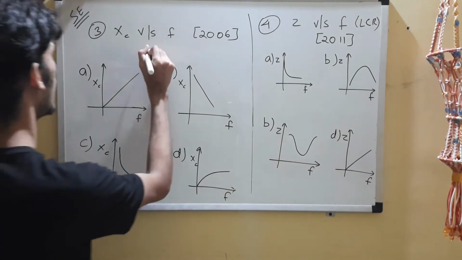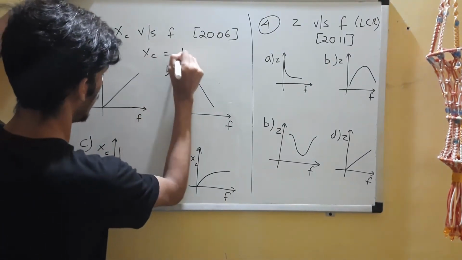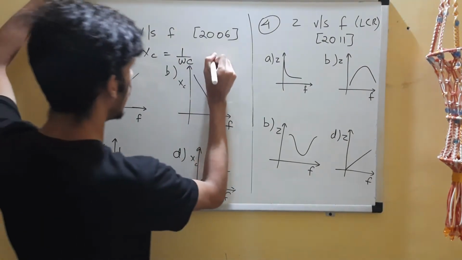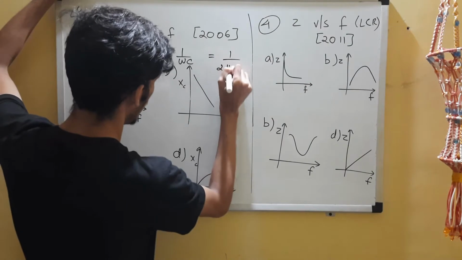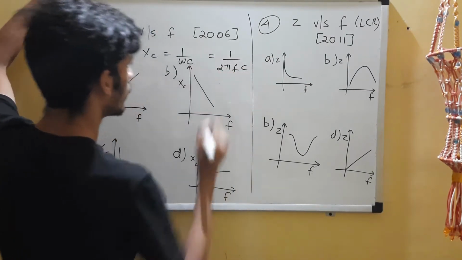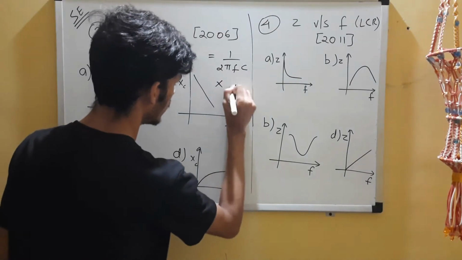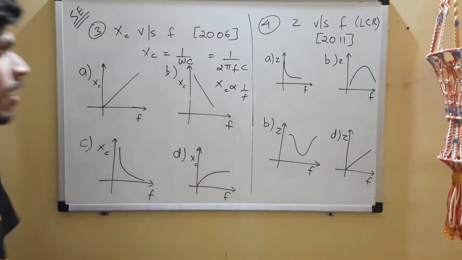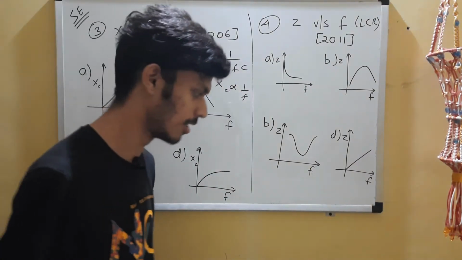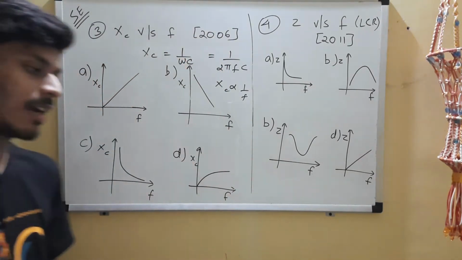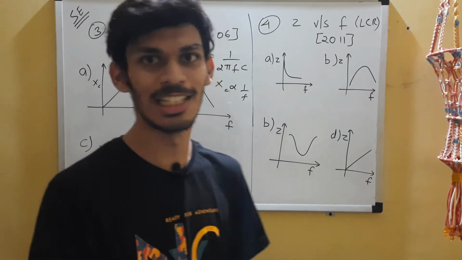We can write XC as 1 upon omega C, and omega we can write as 2 pi F. So XC is 1 upon 2 pi F into C. Now you can see that XC and F are inversely proportional, since 2 pi is constant and C is constant. So your capacitive reactance and frequency are inversely proportional.